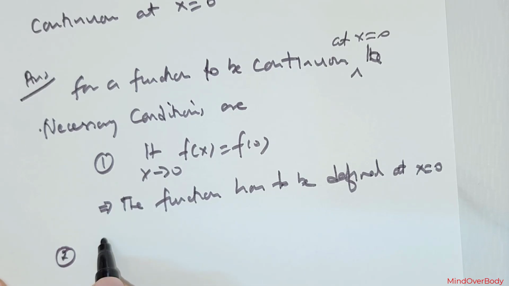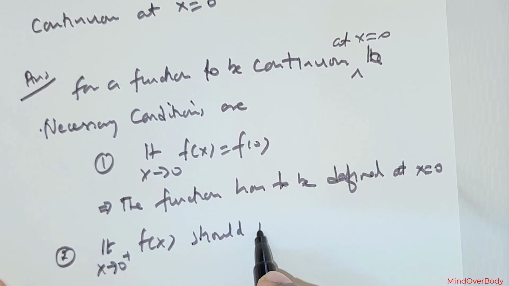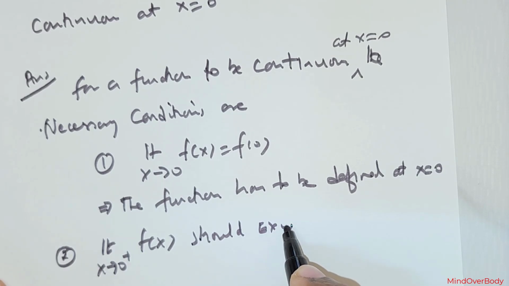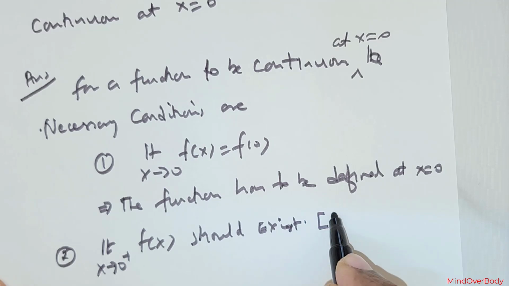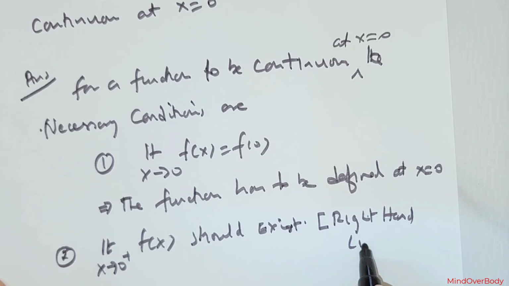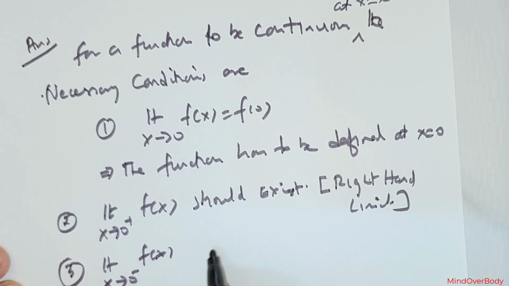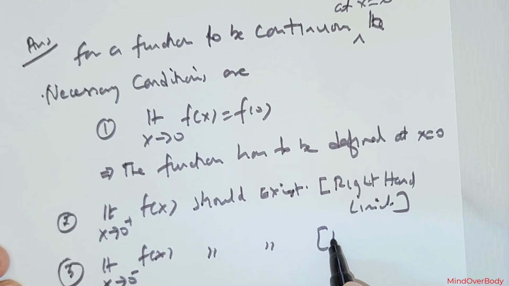Condition number 2, limit x tending to 0 plus of f of x should exist. This is called the right hand limit. And condition number 3, limit x tending to 0 minus f of x should exist. This is called the left hand limit.